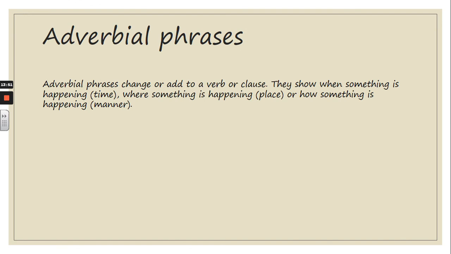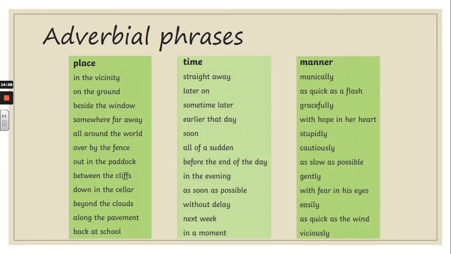Adverbial phrases. Adverbial phrases change or add to a verb or a clause. So they add more information, or they might change the meaning of something. They show when something is happening, which is an adverbial of time, where it's happening, which is place, or how something is happening, which is manner. If we have a look, we've got a few examples here.